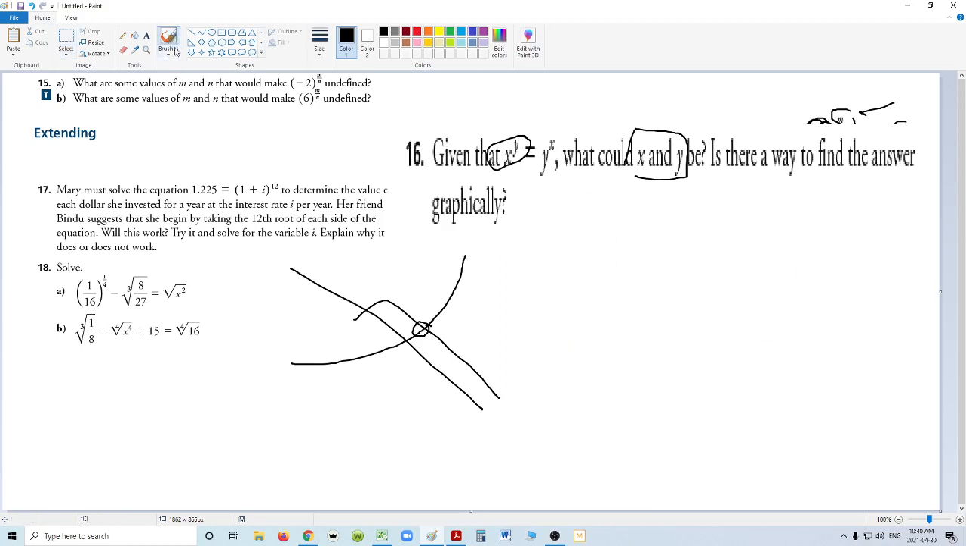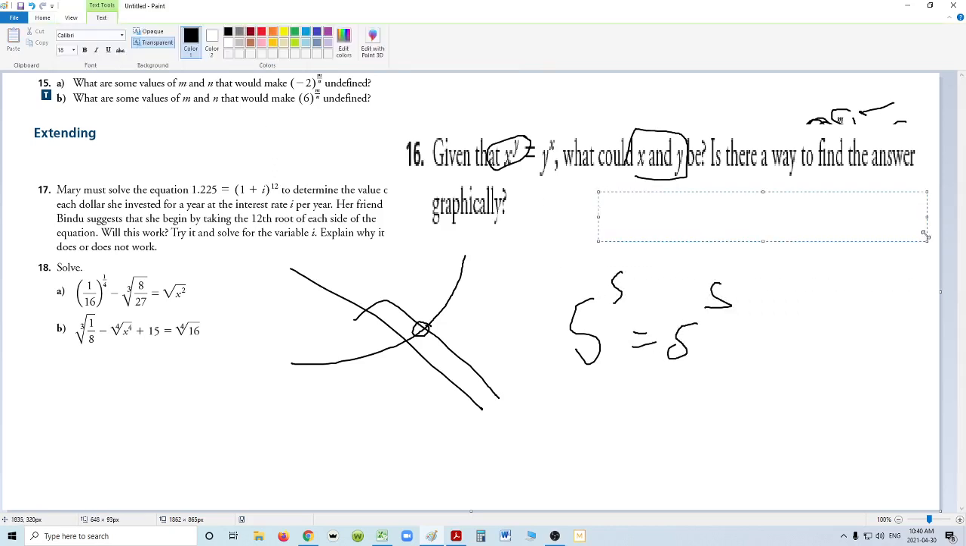To give you an idea of that, well, 1 is very clear when it's 1. Anything else? 2 to the 1 is equal to 1 to the 2. Nope. Zeros don't work. Oh, when they equal. Whenever they equal. Because 5 to the 5 is the same as 5 to the 5. So this will always work, always be true when x is equal to y.